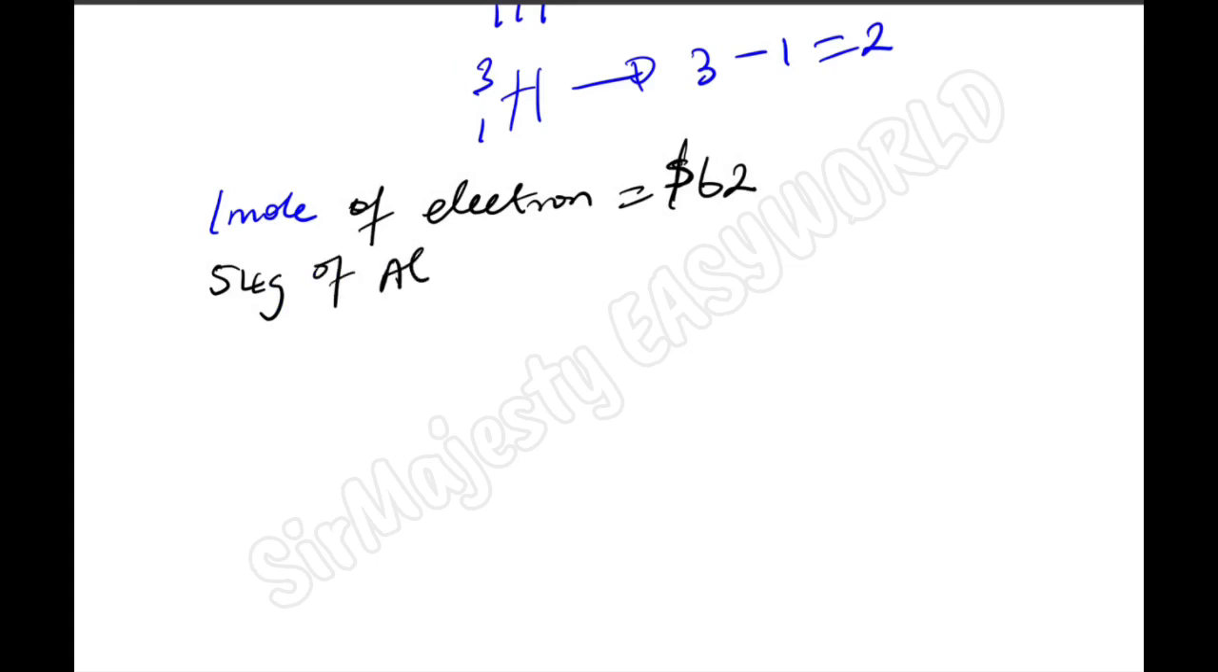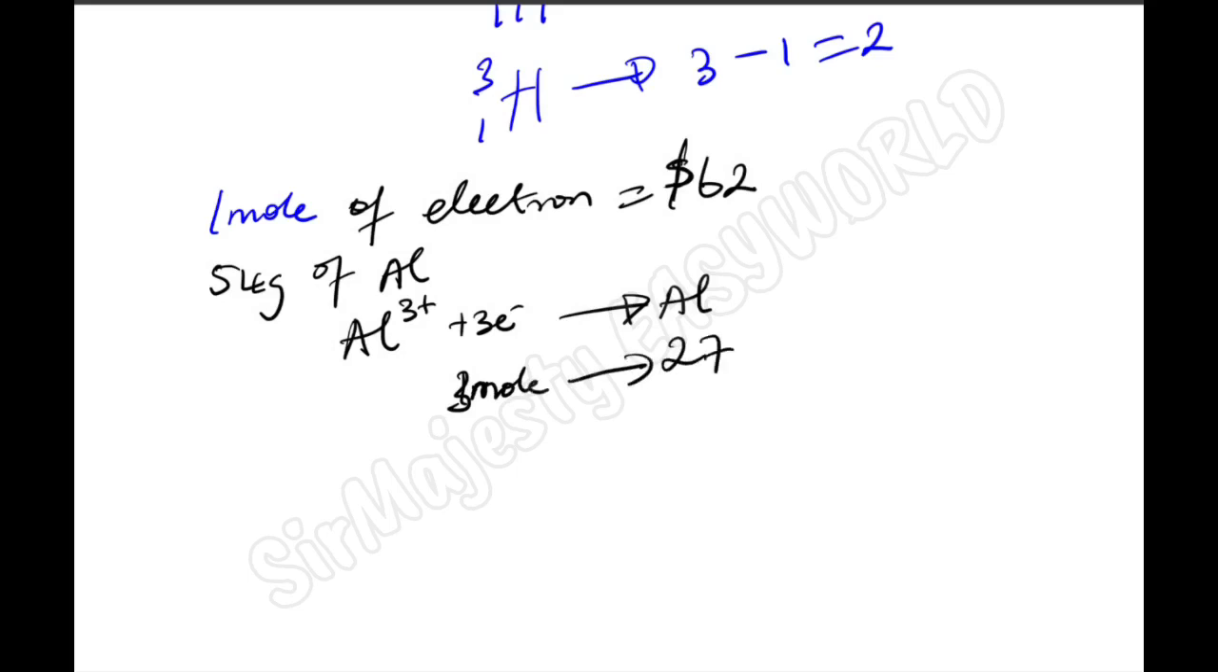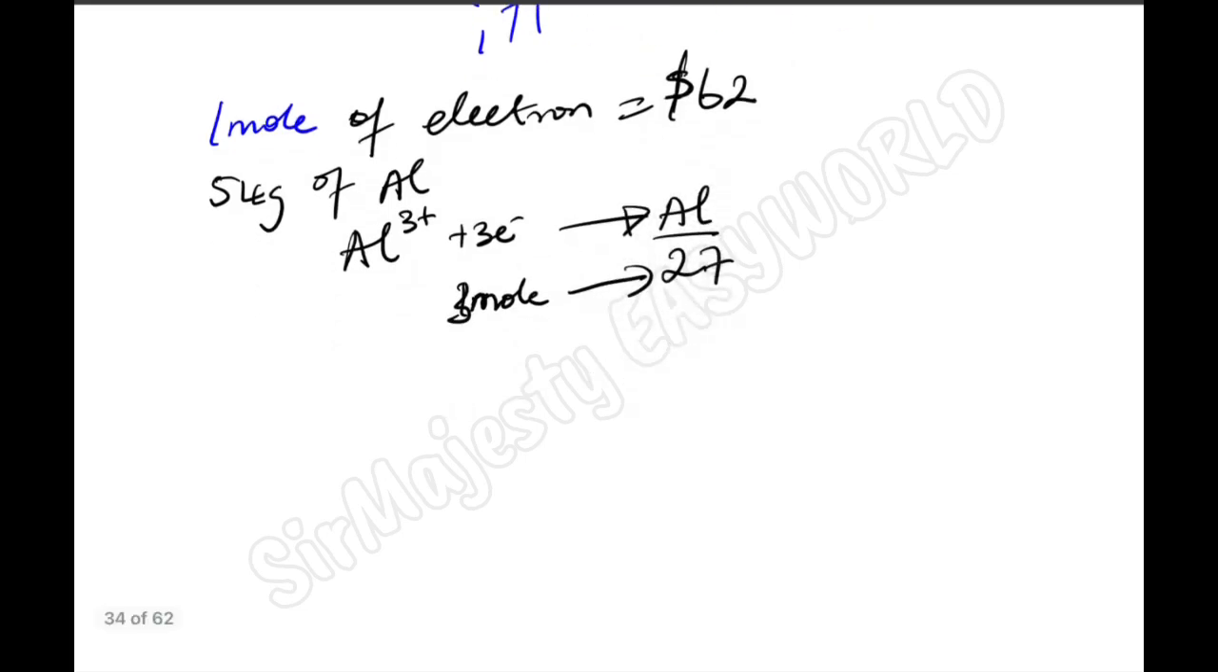Now, looking at this, first of all, we have to write the half cell equation taking place at the cathode during the electrolysis of alumina, which is Al3+ plus 3 moles of electron to give us Al. This implies that 3 moles of electron will discharge 27 grams of aluminium, because 27 is the molar mass of aluminium, meaning 1 mole of aluminium will automatically have 27 grams when you want to weigh it.